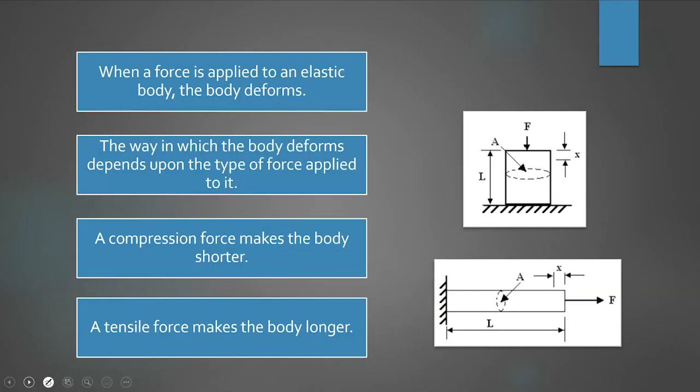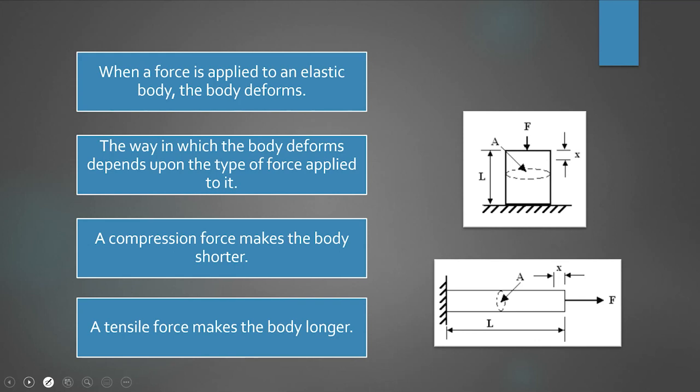When a force is applied to an elastic body, the body deforms. So if, let's say, you have a rubber band like that, and you try to stretch the band, you will see that the band will deform because the rubber band has this elastic characteristic. It can bend, you can pull it, and it changes shape.